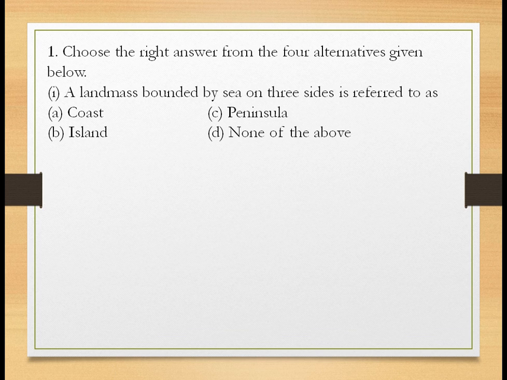Next, the question is about a landmass bounded by sea on 3 sides. First we have to see the options given below. A land bounded by sea on 3 sides is referred to as, so coast cannot be there, as it is on one side. Islands have the sea all around them, so only the peninsula remains, and D is none of the above. So the correct answer will be C, peninsula.